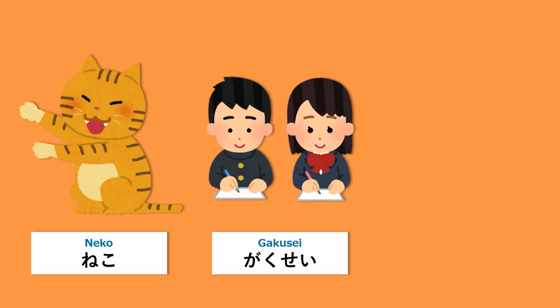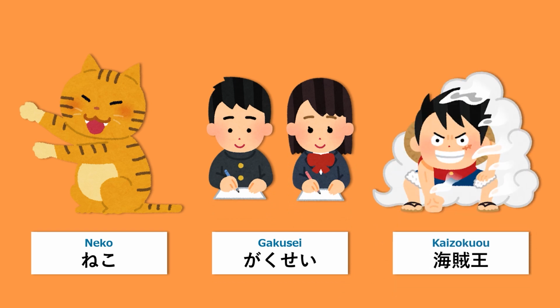And this also means that neko is always neko, no matter how many cats there are. Gakusei is always gakusei, no matter how many students there are. And kaizoku is always kaizoku, no matter how many pirate kings there are. But as we all know, there can only be one.